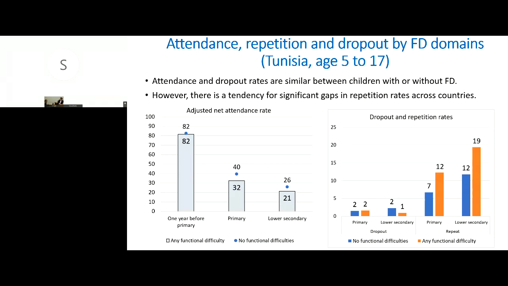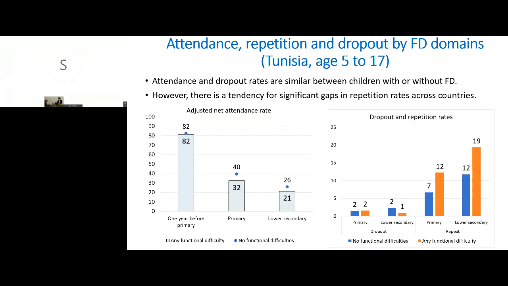And then when it comes to primary, there are some differences, but it's very close, 40% net attendance rate in Tunisia, and 32% for the children without functional difficulties. And again, at the lower secondary level, the difference is very small. The main message is that once we adopt the concept of the child functioning module, then children with functional difficulty are a much larger group than we traditionally think of as children with disability.